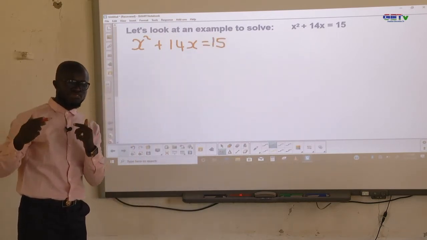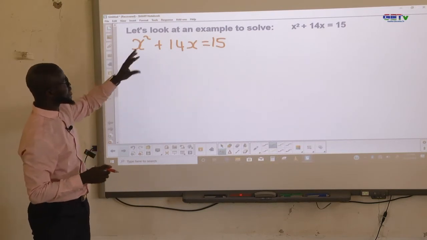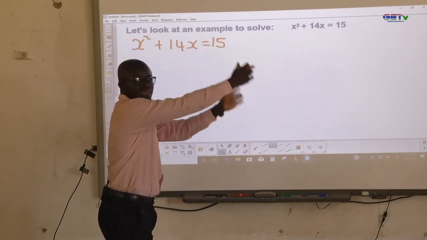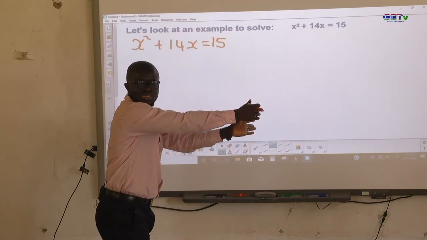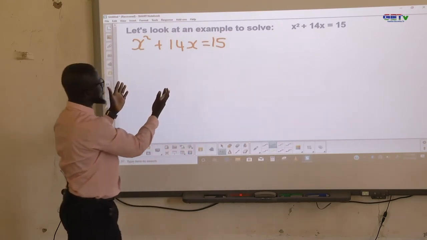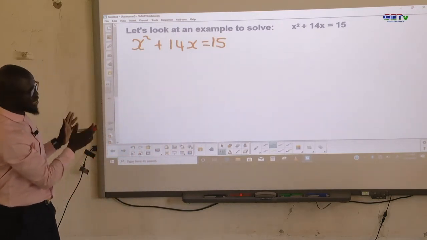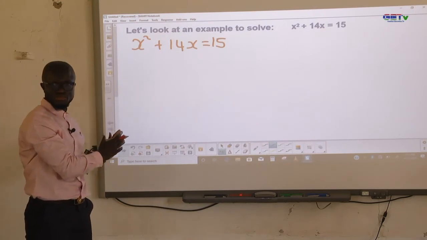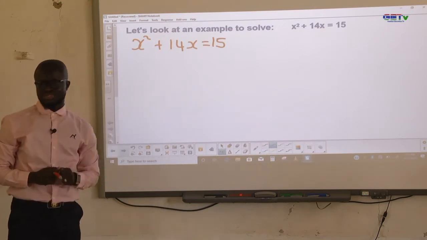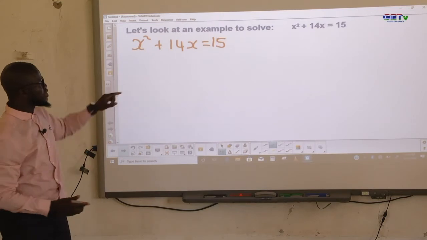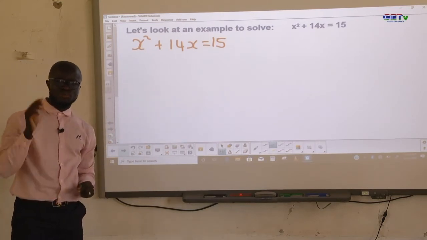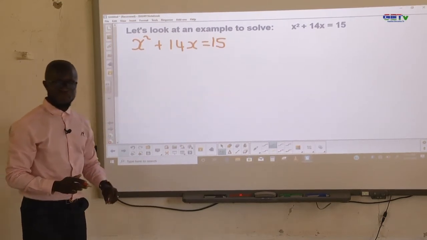If you can remember the first rule, they said you should always transpose the constant to the right-hand side of the equation. Check whether the question is in that form. Is the question in that form, class? Yes, it is. What next? We have to follow the second rule. And what was the second rule?